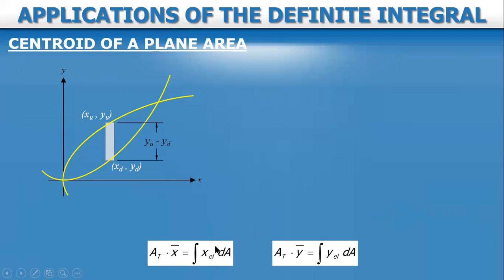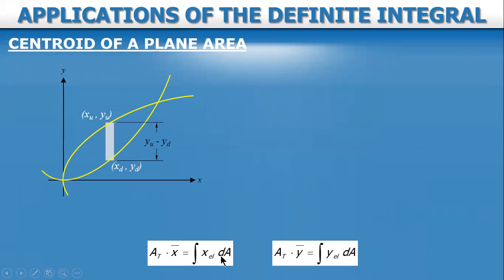But in this case, instead of simply putting x and y, I put a subscript EL, which refers to element, this one, rectangular element. Okay. So, what we will do is to determine x sub EL and y sub EL. So, how do we determine these values?